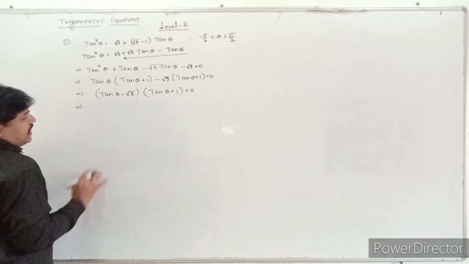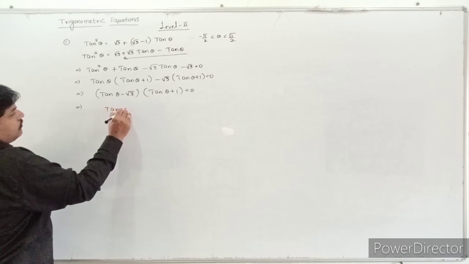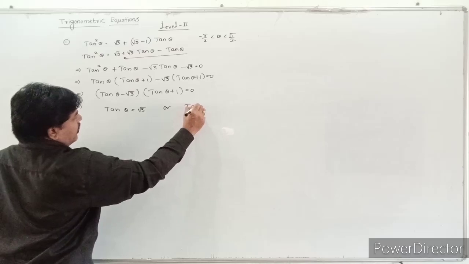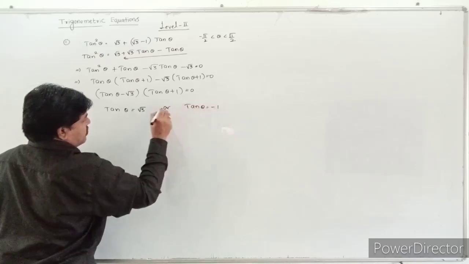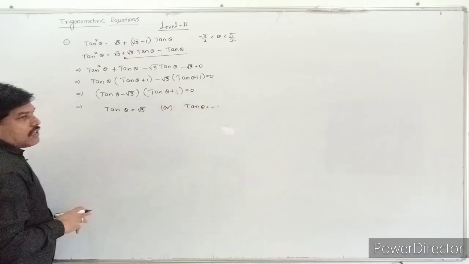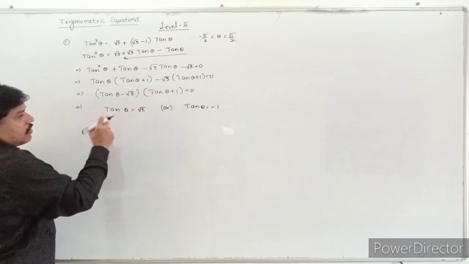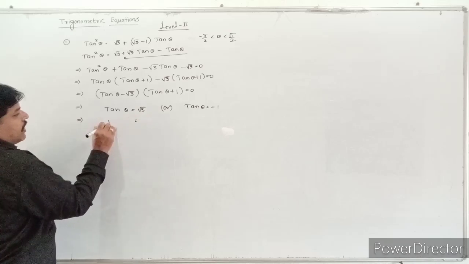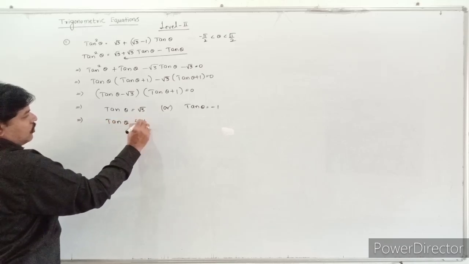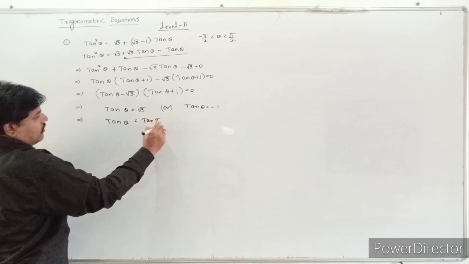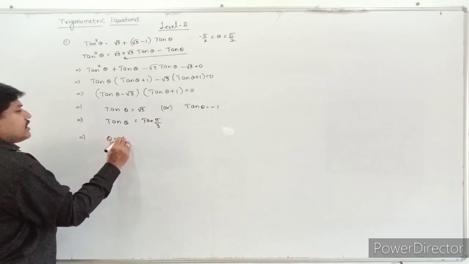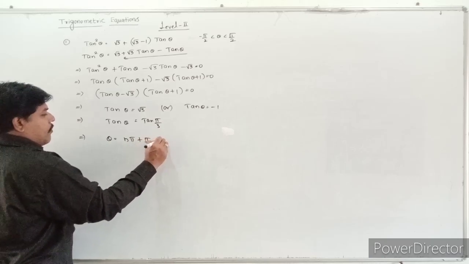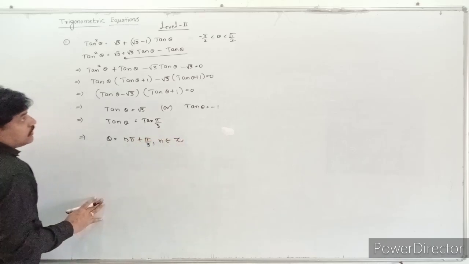You will get two equations here. The first one is tan θ = √3, or from this one you will get tan θ = −1. So tan θ + 1 = 0 gives tan θ = −1, and tan θ − √3 = 0 gives tan θ = √3 only. So that implies tan θ = tan(π/3), so θ = nπ + π/3, n belongs to Z.